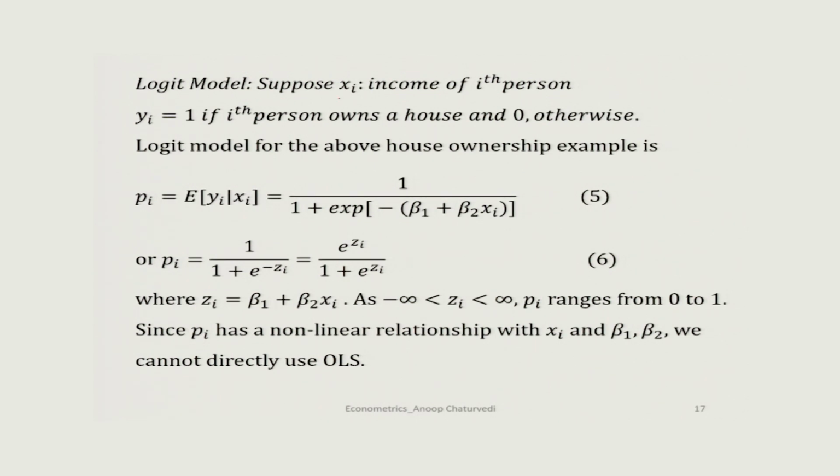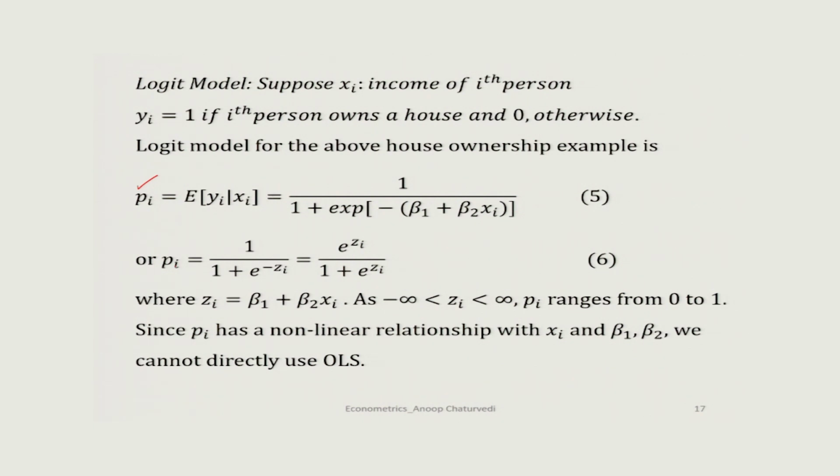So, we take this example. Suppose x i is the income of the ith person and y i is equal to 1 if the ith person owns a house and 0 otherwise. Then the logit model for this house ownership example is p i equal to expectation of y i given x i equal to 1 upon 1 plus exponential minus beta 1 plus beta 2 x i. So, here p i is not a linear function of beta 1 plus beta 2 x i, but it is actually this kind of logistic function.